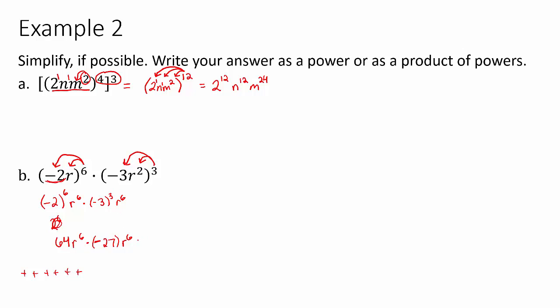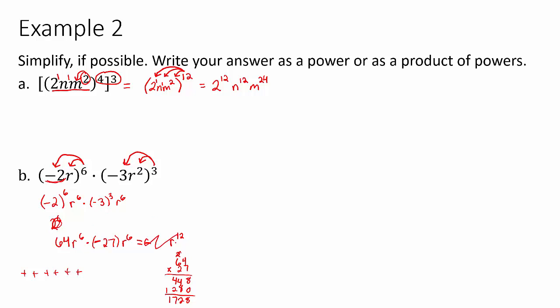And so what we can do is combine our r to the 6's and get r to the 12th. And we could also say, well, 64 times -27 is a negative number. We can even figure out what that negative number is. These are still pretty big numbers, but they're not as bad as they could be. So we could just come over here to the side and work out what this is.